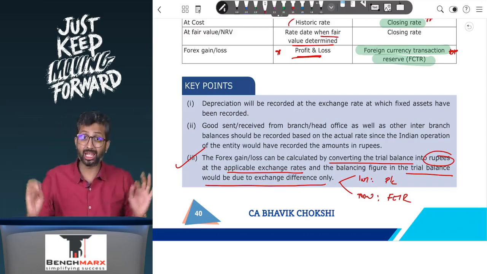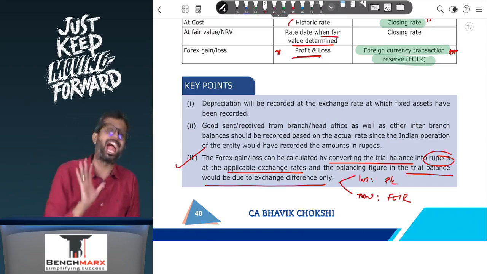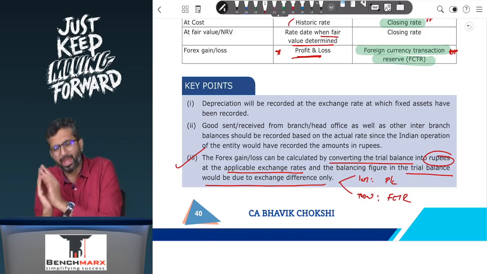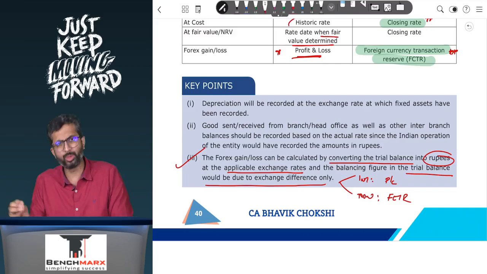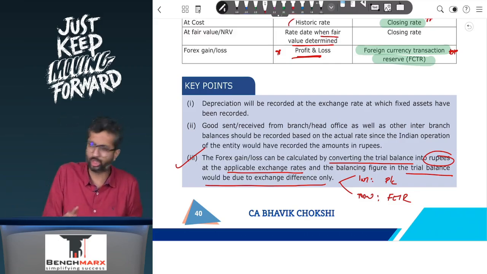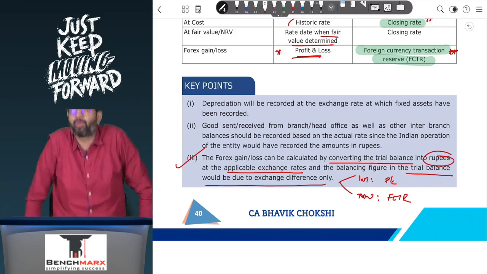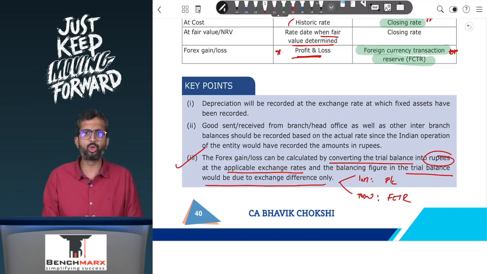they should be eliminated, and hence all of these intergroup transactions will be converted at actuals, which means in the parent or head office, assuming it is in India, whatever the rupee balance which is there, that same rupee balance will be taken. You will not take the average rate, not take the historic rate, not take the closing rate, you will take the actuals. This might be a little tricky to understand if you have not done branches, but if you do a sum that we are going to do, you will get a good enough understanding.